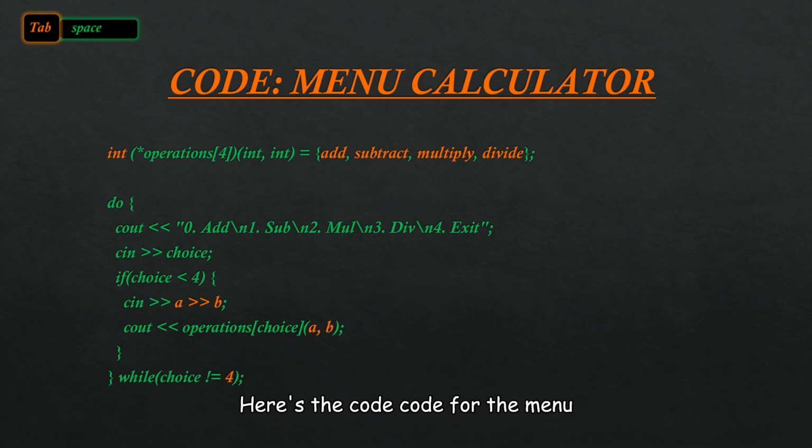Here's the core code for the menu calculator. Inside a loop, we display the menu and get the user's choice. If the choice is valid, we accept two numbers as input. Then we simply call the function using operations[choice](a, b). Notice how readable and elegant the code becomes. All logic is abstracted into functions, and the menu control structure is compact and intuitive. This is real-world level programming using pointers.